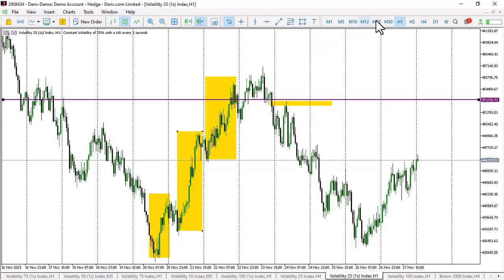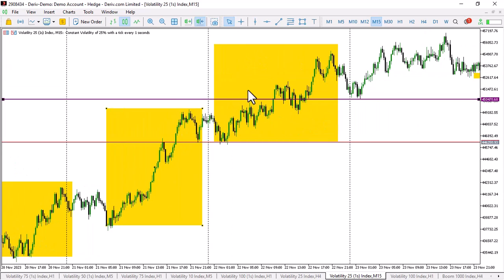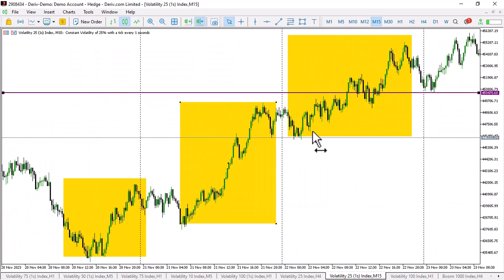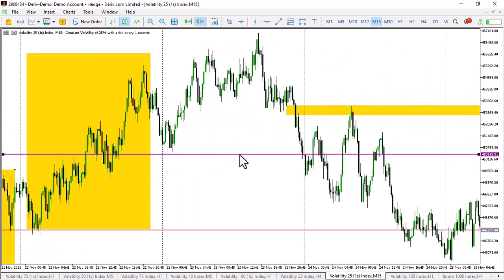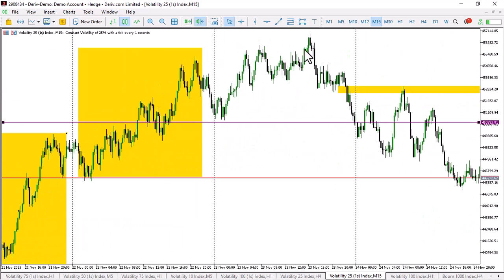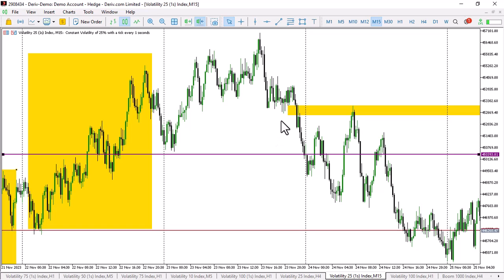You're going to go to the M15 or to the lower time frames. So on the M15, do you see what is happening here? We have day 1 rise. As you can see, we have a rise. Then we have day 2 rise. We have day 3 rise. Then on day 4, we have a peak formation. You see this M formation, a gorgeous M formation that you see here.